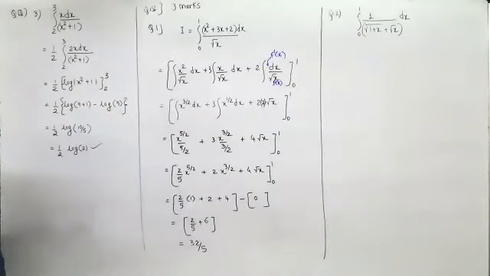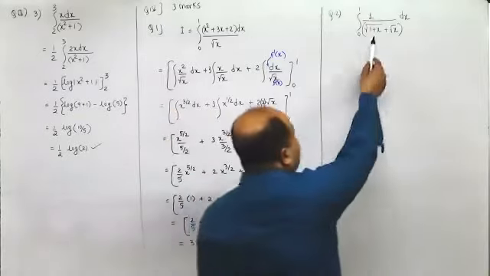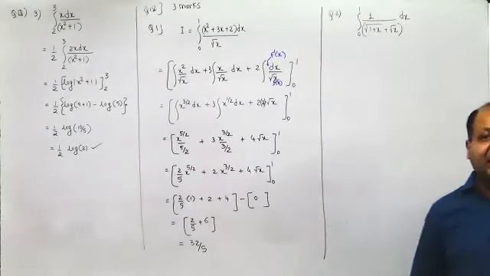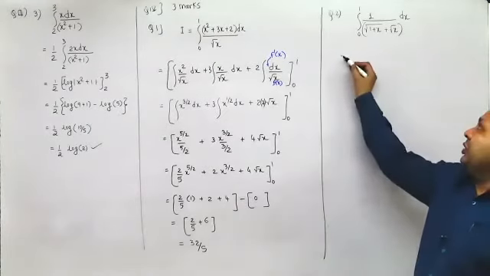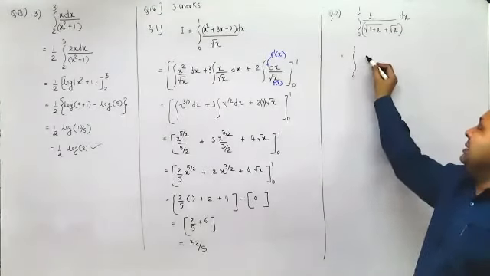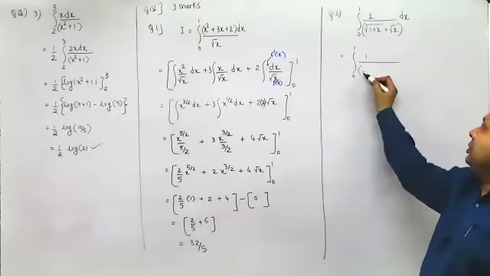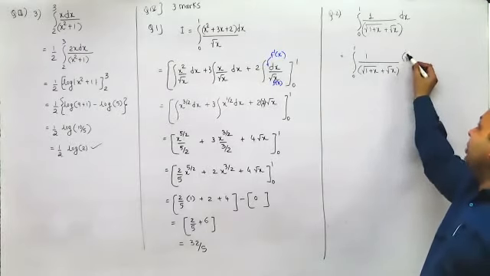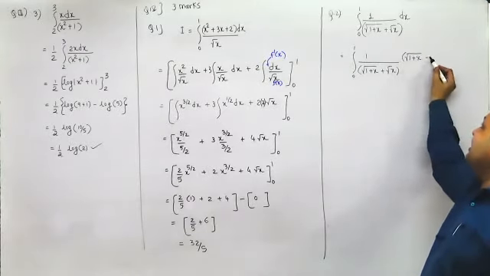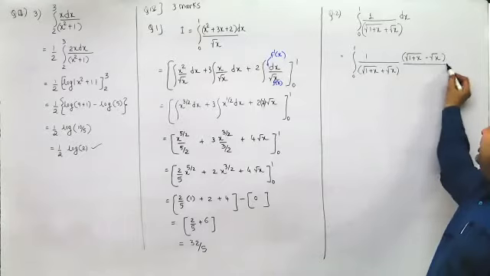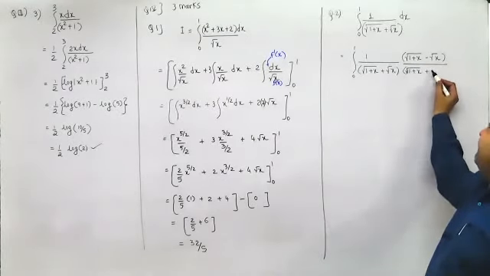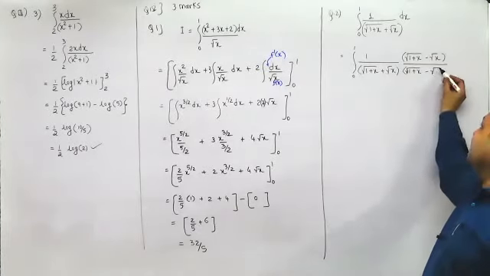Here, this is dx upon root 1 plus x plus root x. Now, if you observe here, you have a root x term plus or minus, so take the conjugate and multiply it. So, you would be getting, from 0 to 1, 1 upon root 1 plus x plus root x into root of 1 plus x minus root x, divided by root of 1 plus x minus root x.